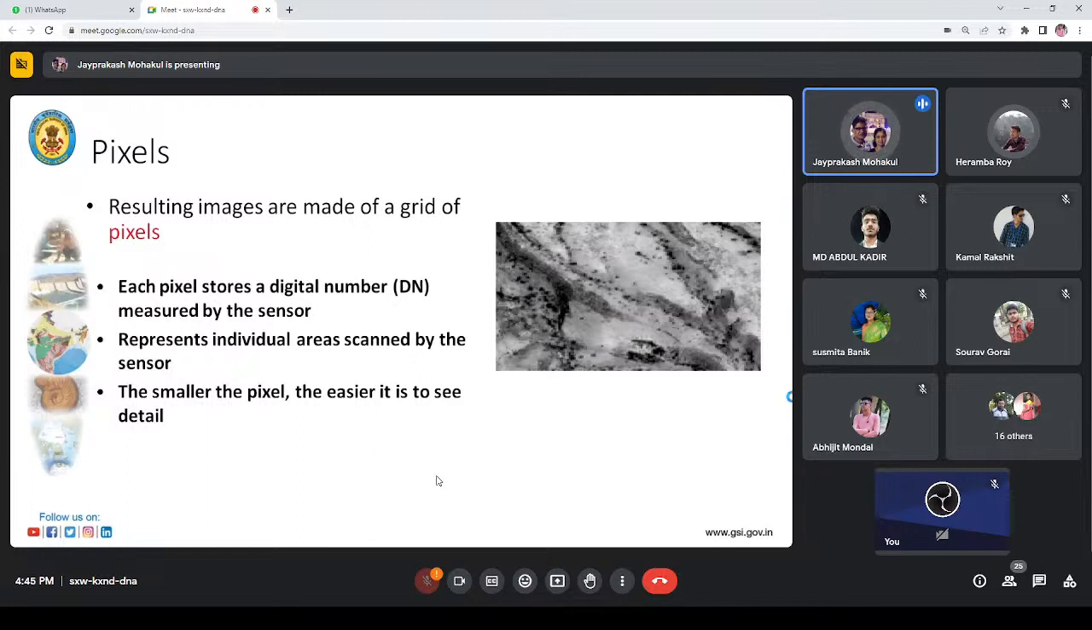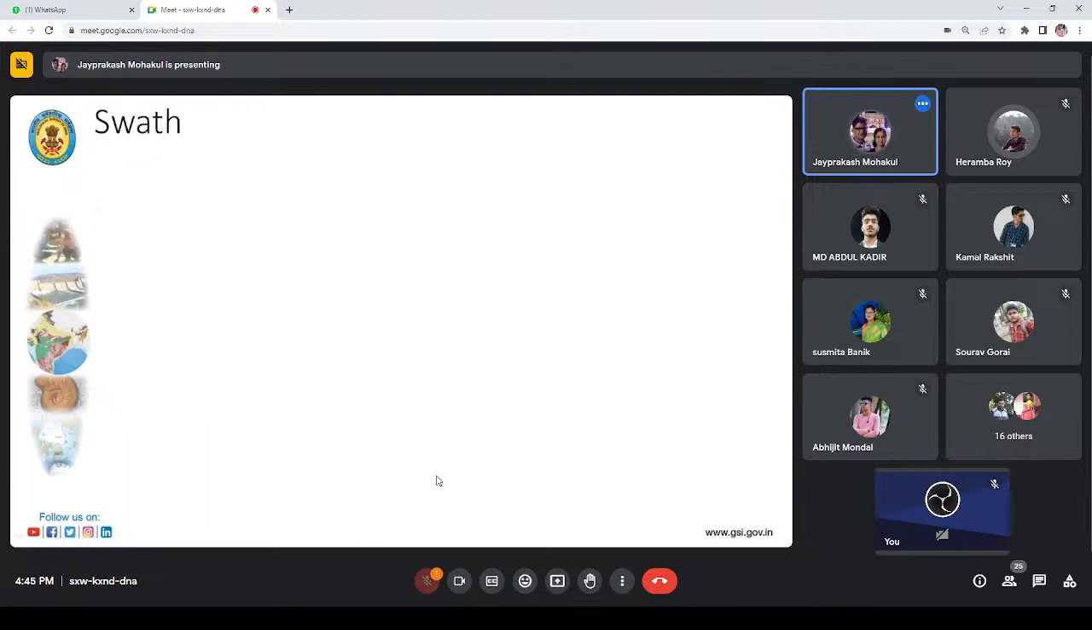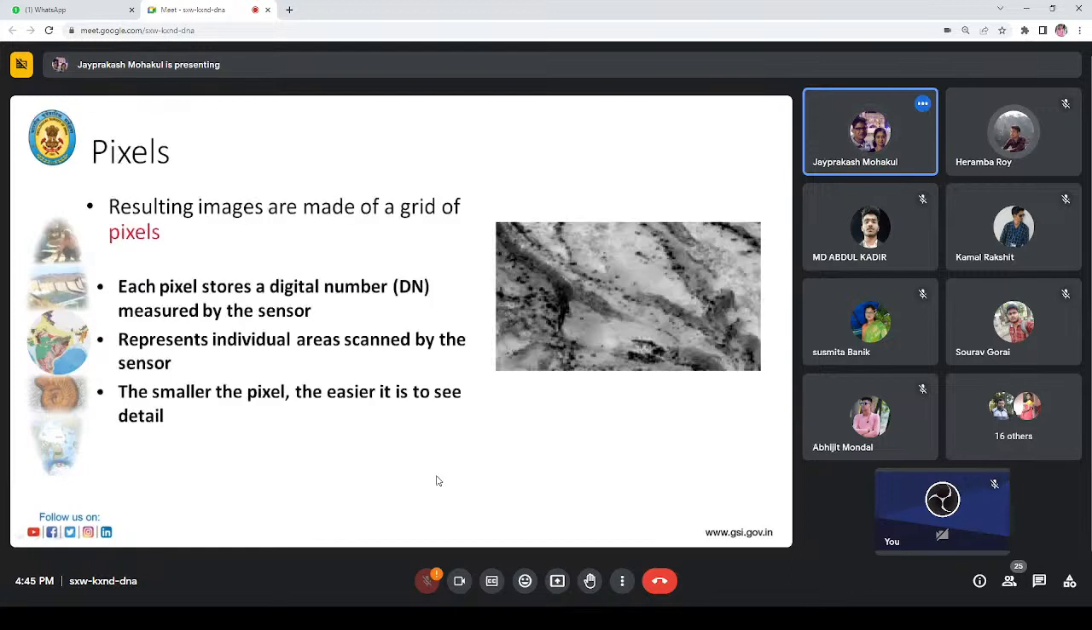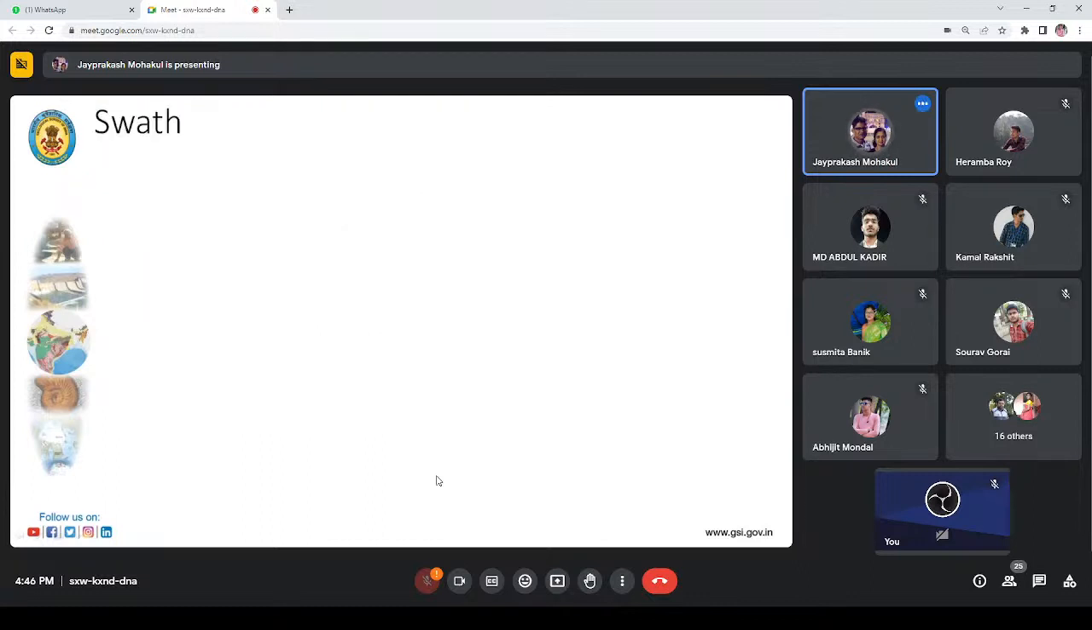Yeah, the resulting images are made of rows of pixels. Each pixel stores a digital number measured by the sensor for a particular band, right? So if you have 8 bands, there will be 8 digital numbers in a pixel, right? They represent individual areas scanned by the sensor. The smaller the pixel, the easier it is to see the details, right?